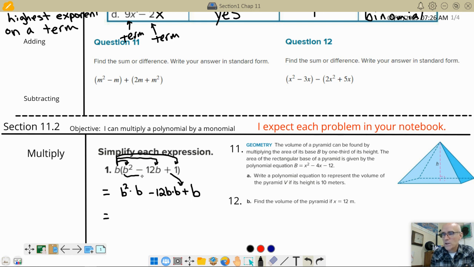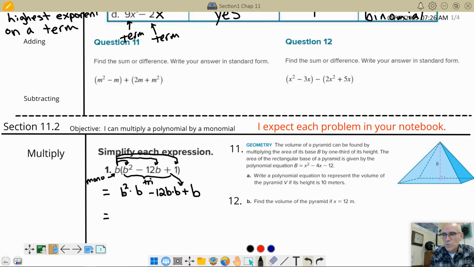Okay, so I've distributed the b through the trinomial. This guy right here is a trinomial. Let me put down that little prefix. And then this guy over here is called a monomial. And so that's what we're doing. We're multiplying a monomial by a polynomial. It could be a trinomial. It could be more terms than 3. Anyways, let's get back to simplifying.